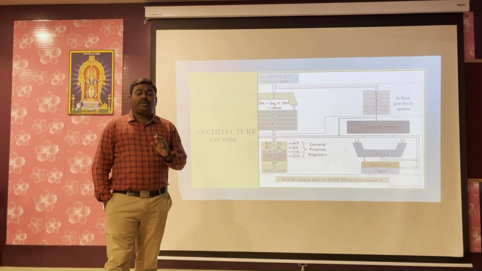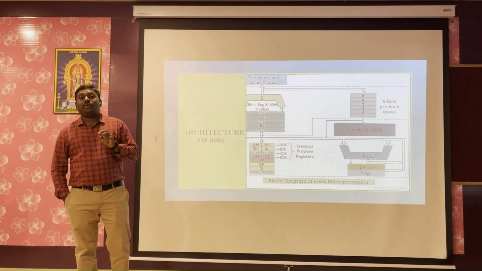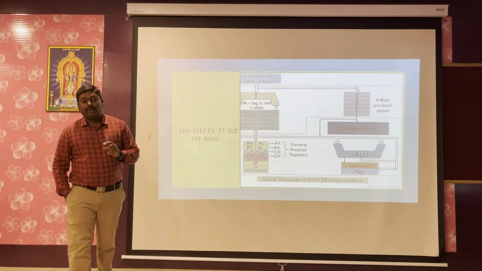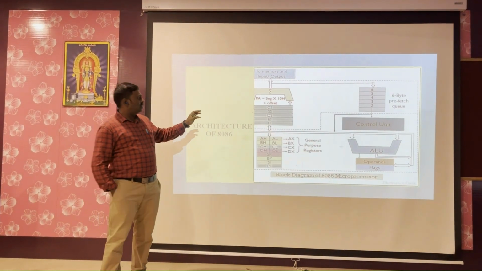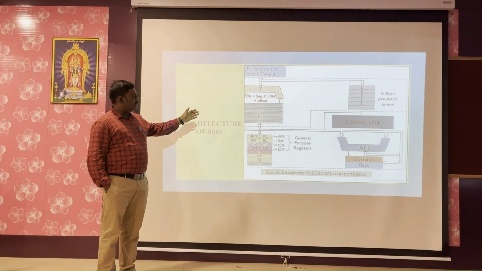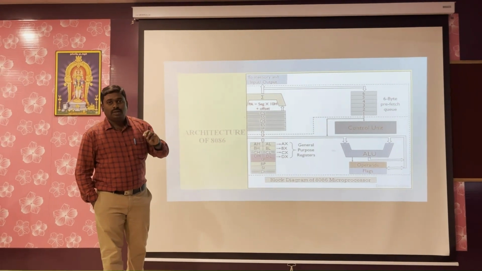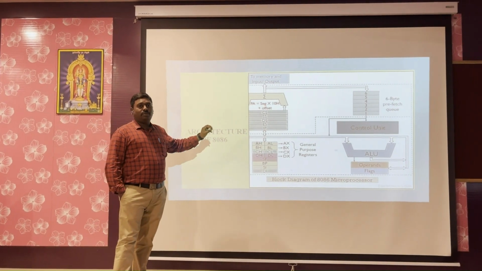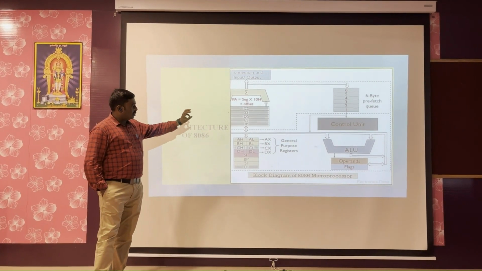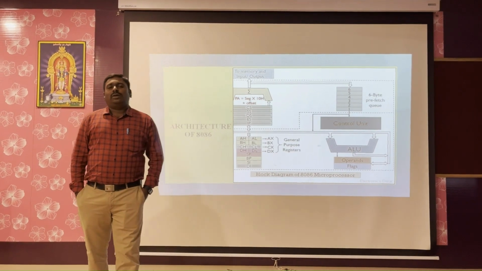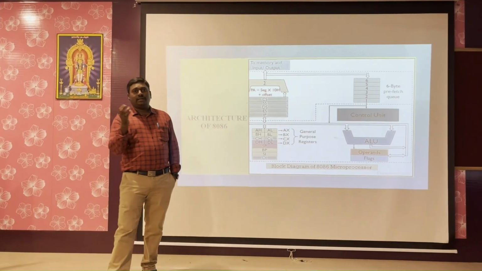Here we have 20-bit address lines. So 2 power 20 gives 1024 KB, which is nothing but 1 MB of data. Forward we have segment registers like code segment, stack segment, data segment and extra segment. Each segment register is connected with pointers. The code segment has the instruction pointer, stack segment has the stack pointer, data segment has the source index, extra segment has the destination index.